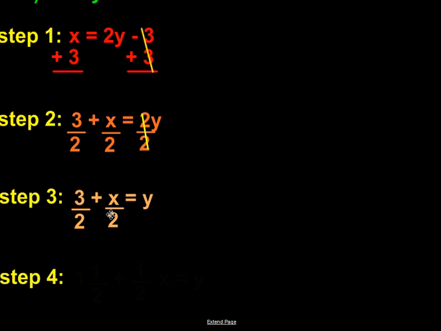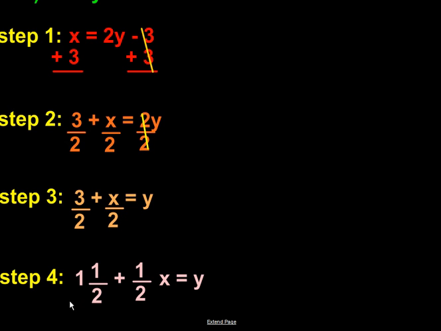We can't do much with the x, but we can take 3 over 2 and turn that into a mixed number. And of course, x by itself basically has a 1 next to it. So this becomes 1/2 x right here, and 3 over 2 is the same as 1 and 1/2. So we have 1 and 1/2 plus 1/2 x equals y. So there's the equation that we solved out.